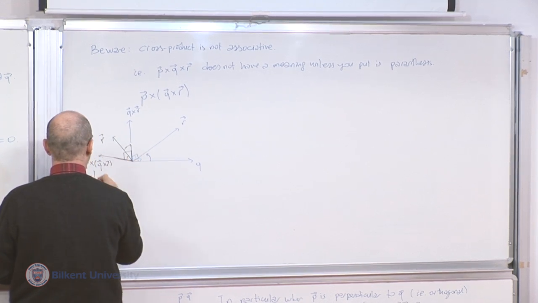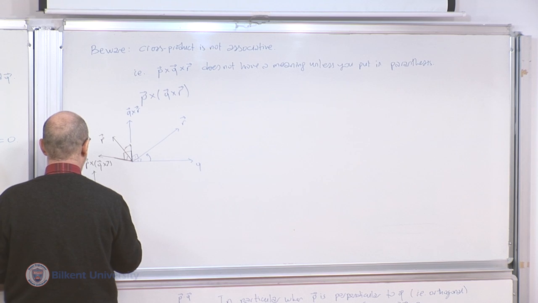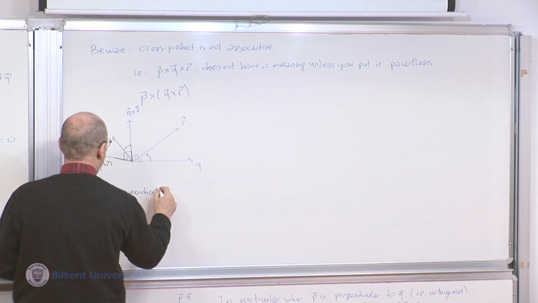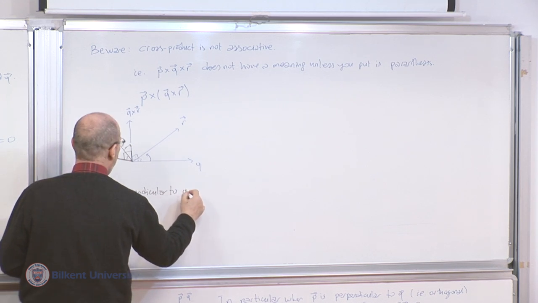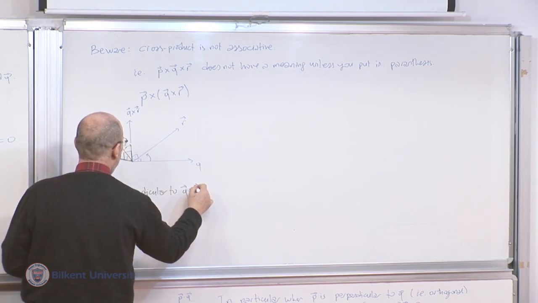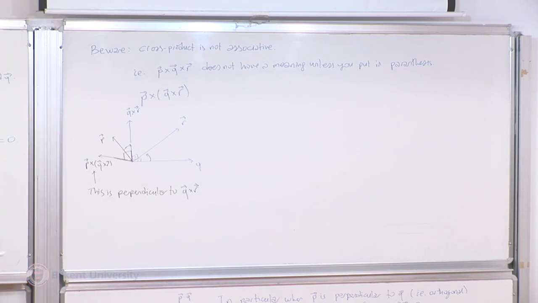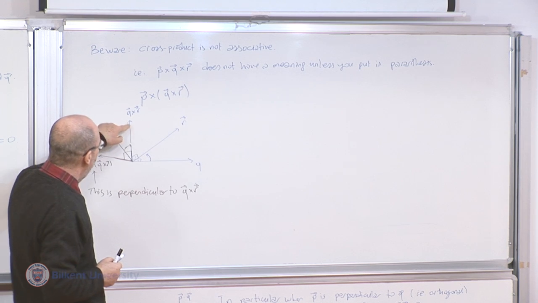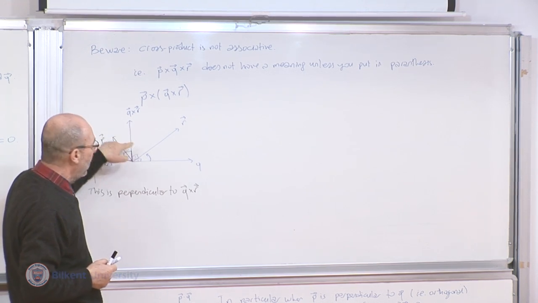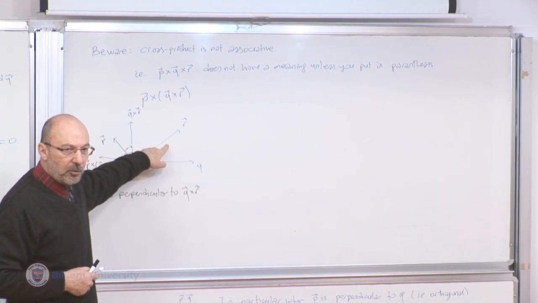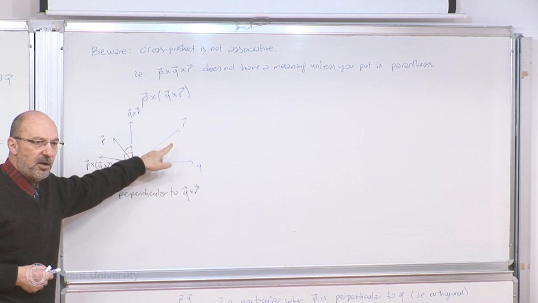Okay, so this is perpendicular to Q cross R. Okay, so it is not important that it is perpendicular to P in our case. Okay, we are in R3. We have a vector perpendicular to this one, but this vector is also perpendicular to this one, and this vector is perpendicular to this one. So these three vectors are in the same plane.